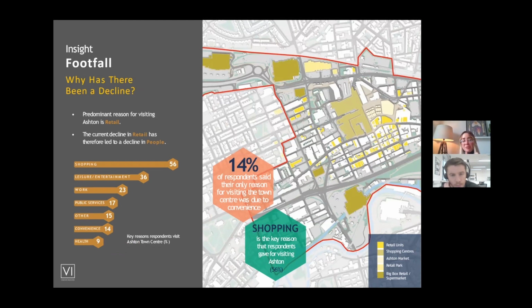But actually, the fact that the majority of people are still coming to Ashton for retail purposes meant that when we've seen such a decline in retail footfall, that's got to mean an overall significant decline in the number of people visiting Ashton Town Centre. So really, we've deduced that one of the key reasons for that decline has been an overall decline in retail when it's such a retail-heavy town centre. And you can see here quite how much retail there is on the map.